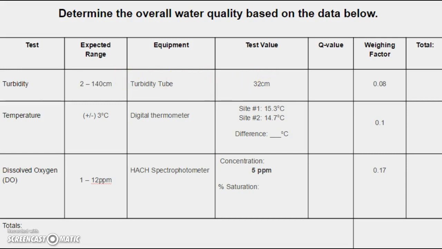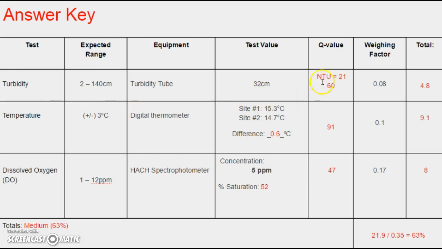You'll find that using 32 centimeters has an NTU value of 21. And if I use this on my Q value chart, I find that it should be right at 60. For temperature, I find the difference of 0.6. I'd use 0.6 on my Q value chart. It's about 91. It's definitely over 90, so I'm going with 91.